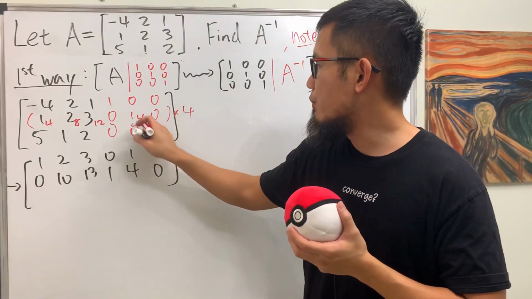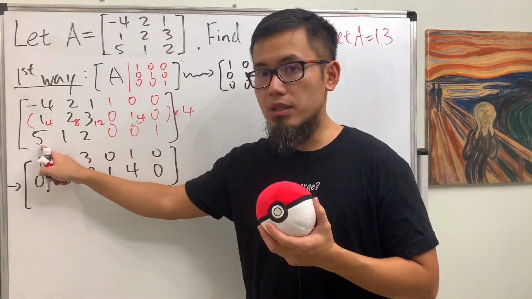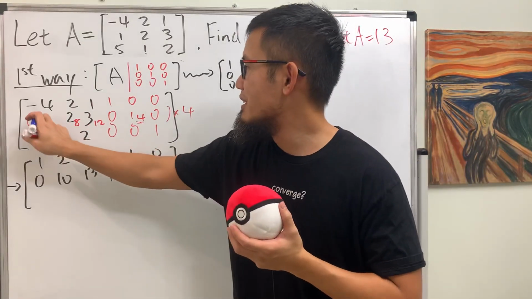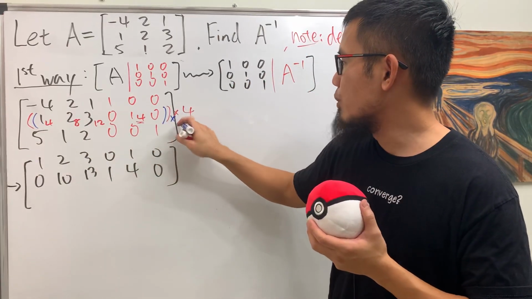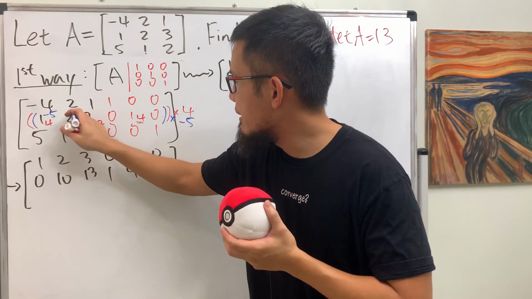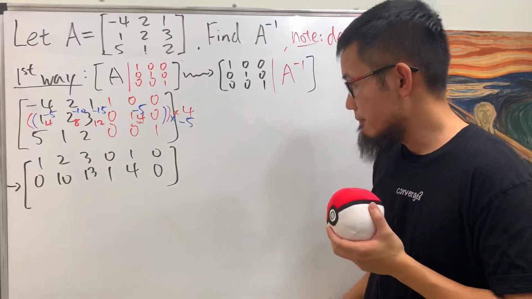So keep in mind this is the 4 because 1 times 4. Alright, now we want to make this equal to 0. In that case, I'm also going to use the second rule again, but this time we multiply by negative 5. So in that case, we get negative 5, negative 10, negative 15, 0, and negative 5.